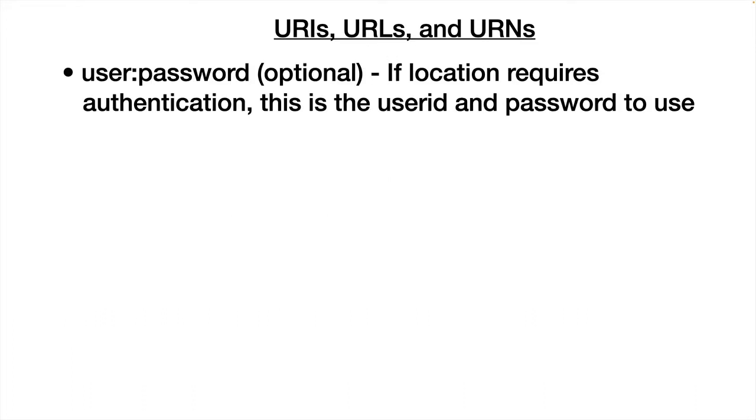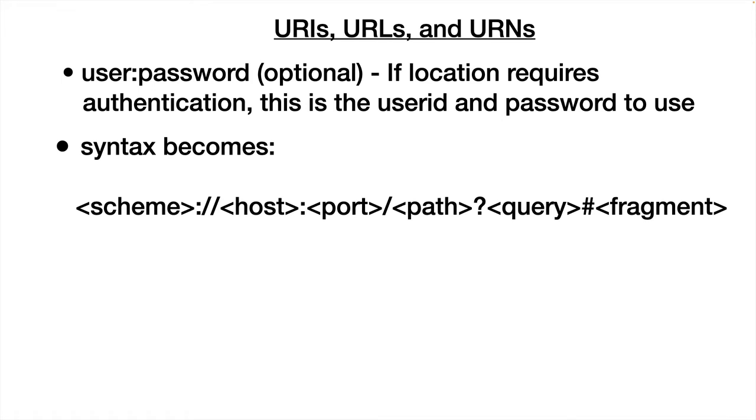So the first one that I'm going to talk about and then get rid of is user:password. If you're going to a website that requires authentication, you can put a user ID:password, and it will use that to authenticate you on the machine. So now that we know what that is, we're going to remove that. It is an optional part, as it states there, and our syntax becomes this, a little shorter.